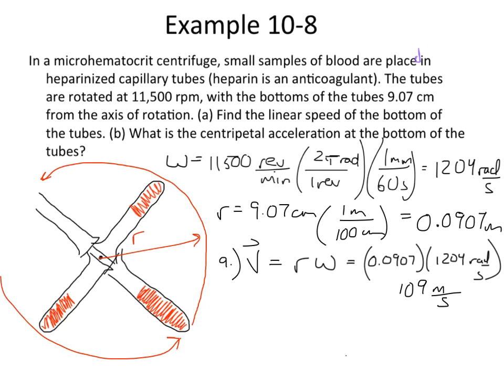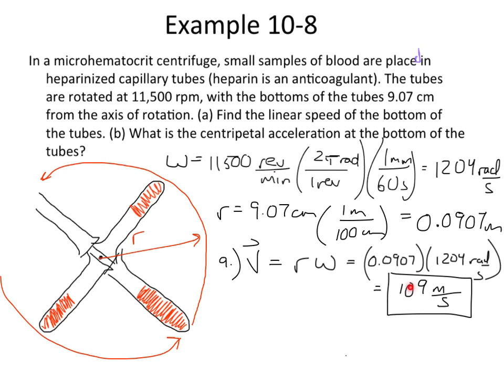So that's well over a football field in 1 second. So these things are moving tremendously fast. And in fact, lab centrifuges are known for being very, very high velocity. And if you think about that, 11,000 revolutions per minute, that's a lot of revolutions in a fairly short amount of time. So it stands to reason that it's going to have a very high linear velocity.